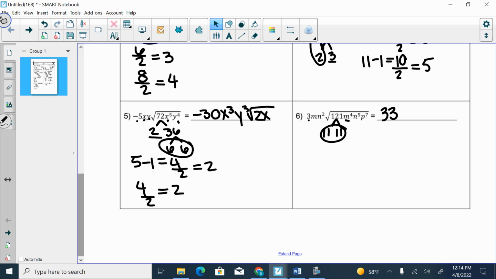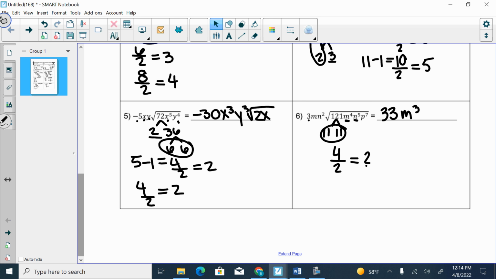Now I'm going to look at my variables. So m, the exponent is 4. Is 4 even or odd? Even. So I'm going to divide by 2 and I just get 2. So I'm going to take out 2. Were there already any m's on the outside? Yeah, we had 1 outside and I'm taking out 2. So we're going to have m cubed.